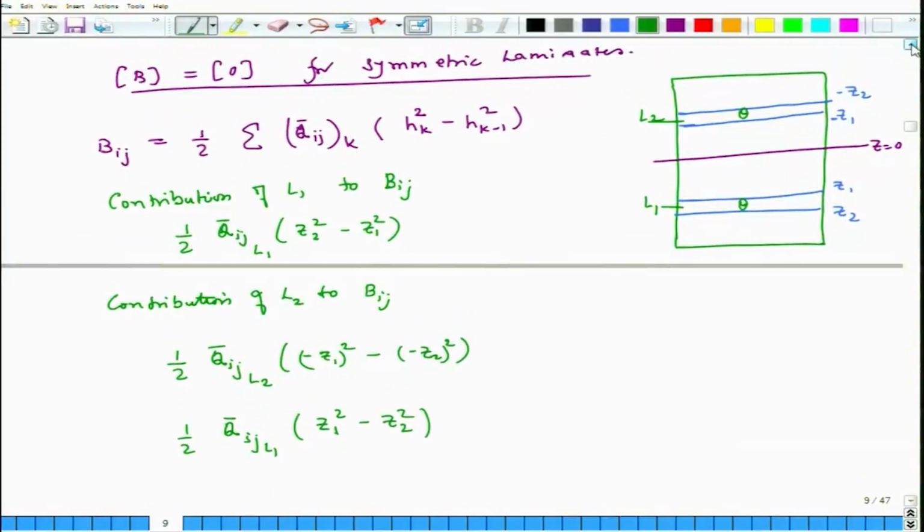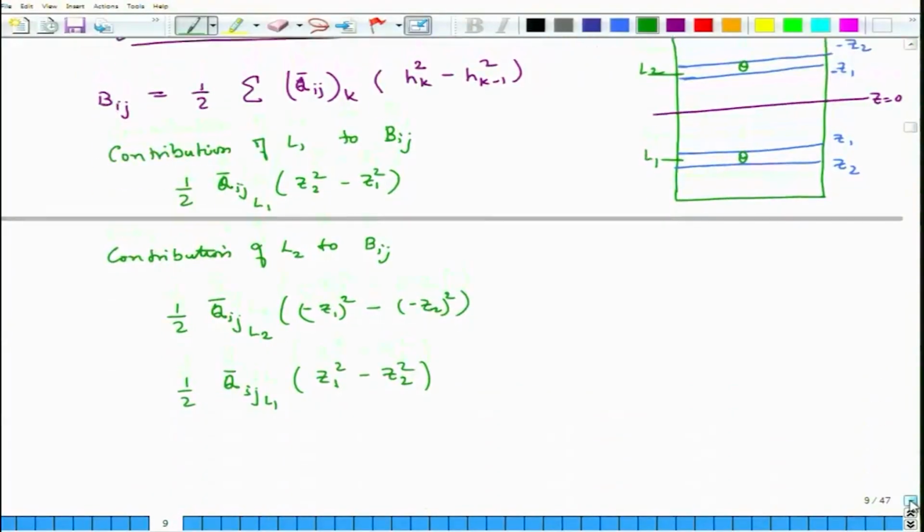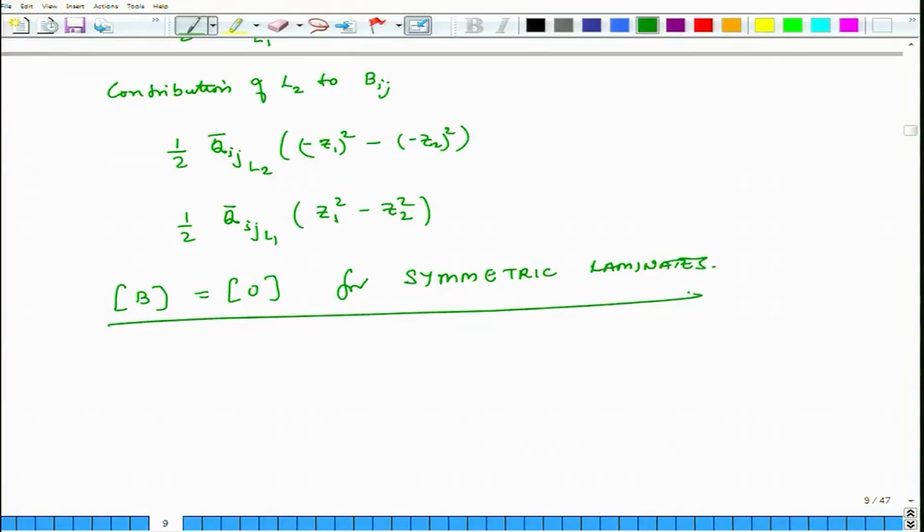So, likewise, if for every layer on the top I have a similar layer on the bottom side at the same distance, then the overall contributions from all these layers will add up to be exactly 0. So, that is why the B matrix is equal to 0 for symmetric laminates. This is very important.